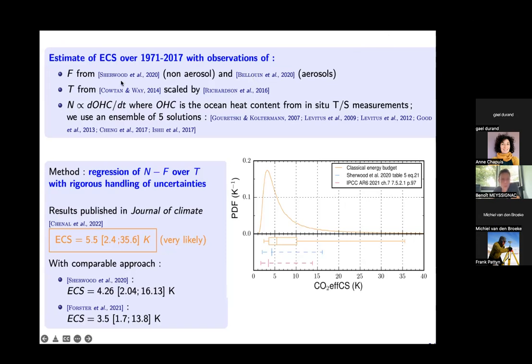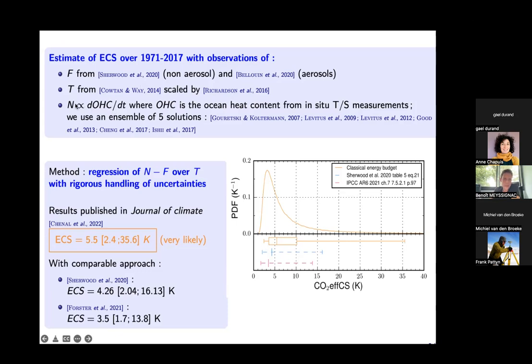We use surface temperature from Cowtan and Way, and we scale it by the Richardson correction. It's just because the Cowtan and Way surface temperatures use satellite data, and the satellite data provides a skin temperature at the top of the water, which is quite different from the 2 meters air temperature, which is the one entering the global energy budget I was showing before. So we need to scale it by 1.09. It's a small correction.